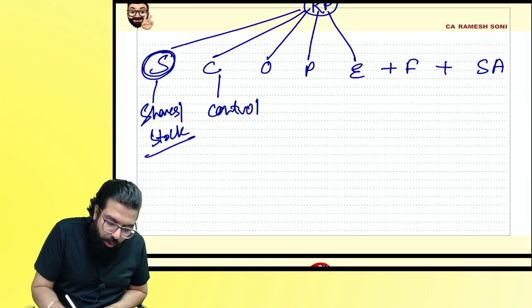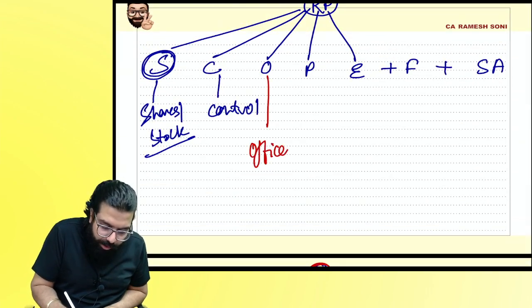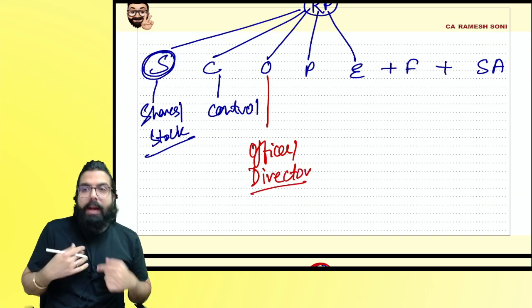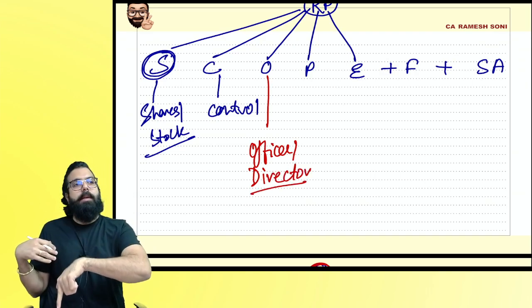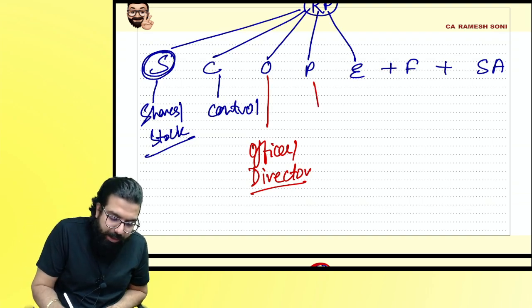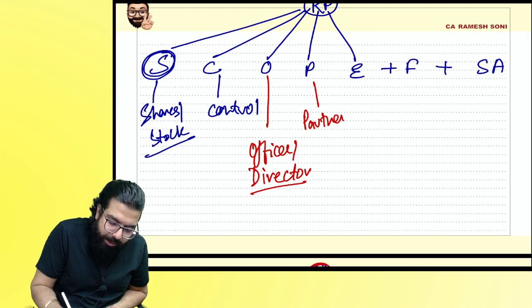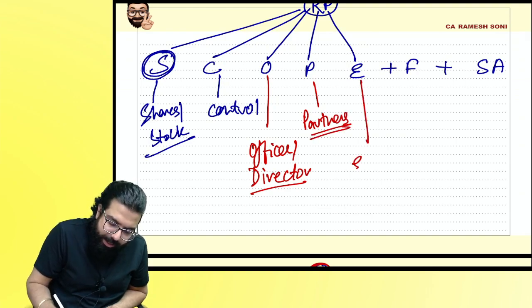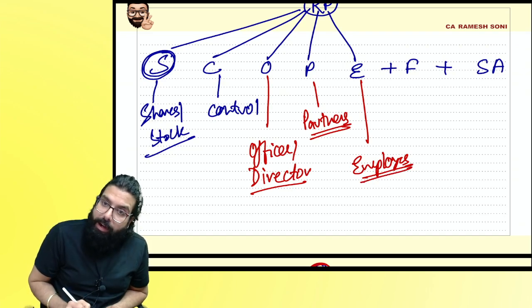C means control. O means officers or directors of each other's business. I am a director in your company, you are a director in my company, we both are related. Can I go ahead, everyone? P is for partners. Partners are always related. E means employees. Employees are always related persons.